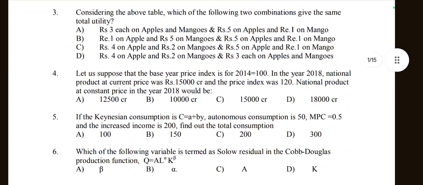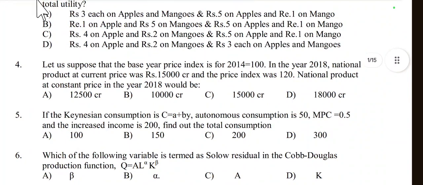Then question number 4. Let us suppose that the base year price index for 2014 is equal to 100, and in the year 2018 national product at current price was 15,000 crore and price index was 120. Then national product at constant price in the year 2018 would be. So here we have to find out the national product at constant price in the year 2018.